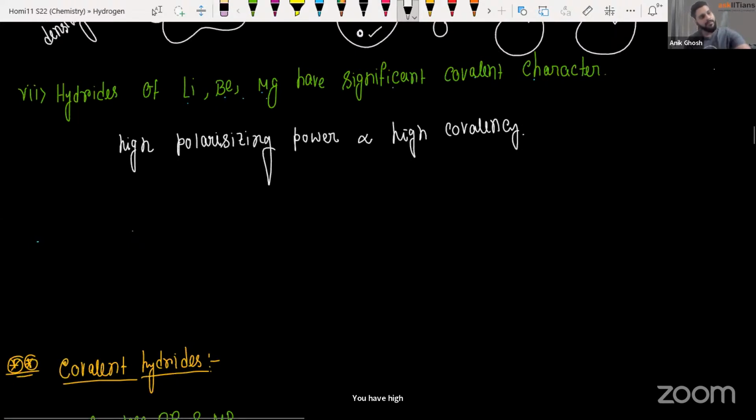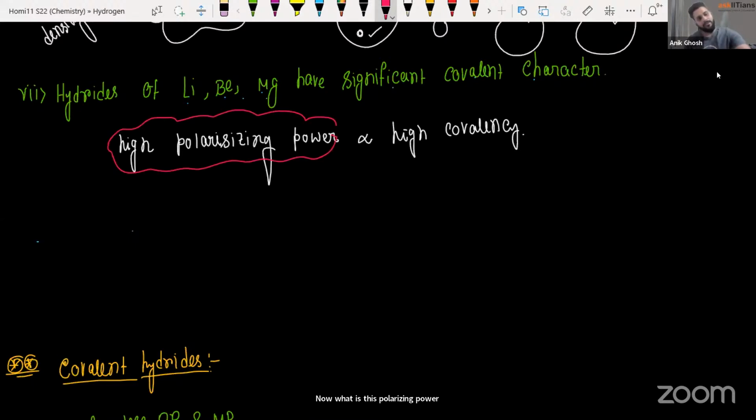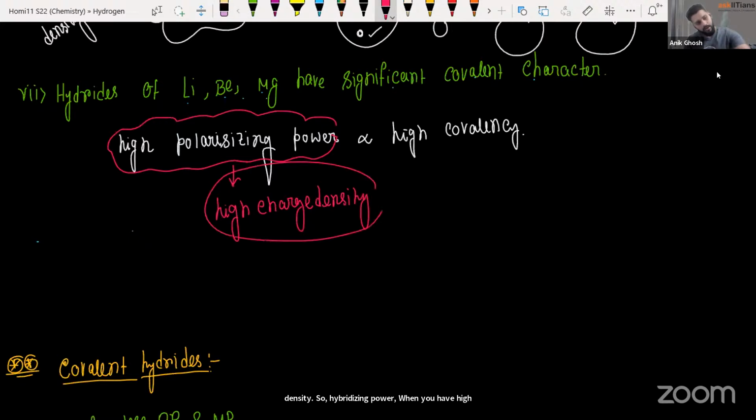Now, what is this polarizing power? Polarizing power is something that depends on charge density. So, high polarizing power means high charge density. When you have high charge density, you are definitely going to be more polarized. If you have more polarizing power, then you'll be more covalent in nature, right?